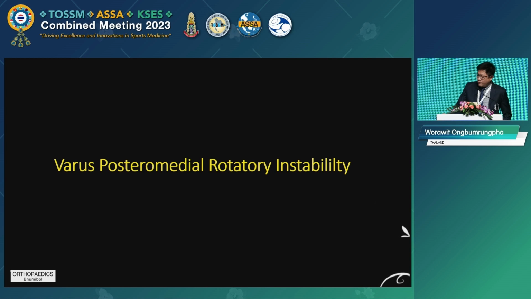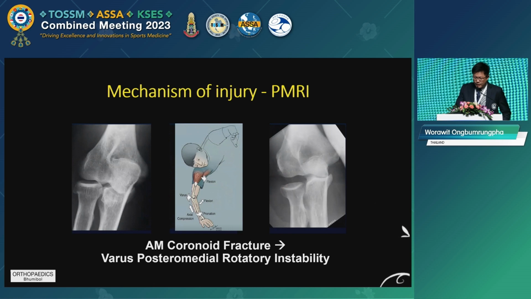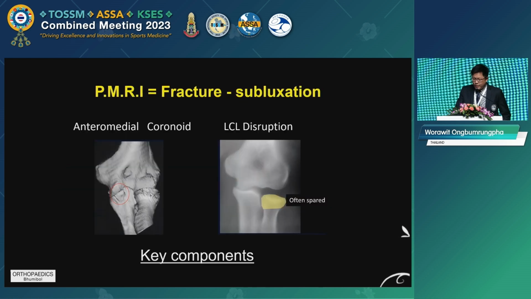Next we talk about varus posteromedial rotatory instability. The LUCL is the last one, right, in the picture. You have a pure varus load, and the humerus is externally rotating. That drives the trochlea through the coronoid to the medial facet of the coronoid, and the ligament is torn. The key component of PMRI is fracture subluxation. The key components are the fracture of the anteromedial facet of the coronoid and the LCL disruption.